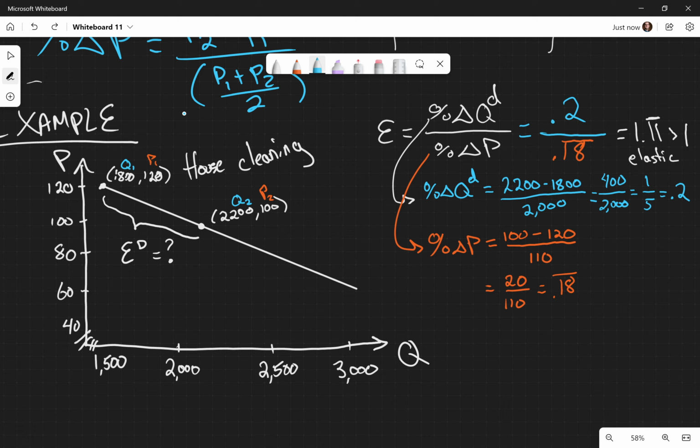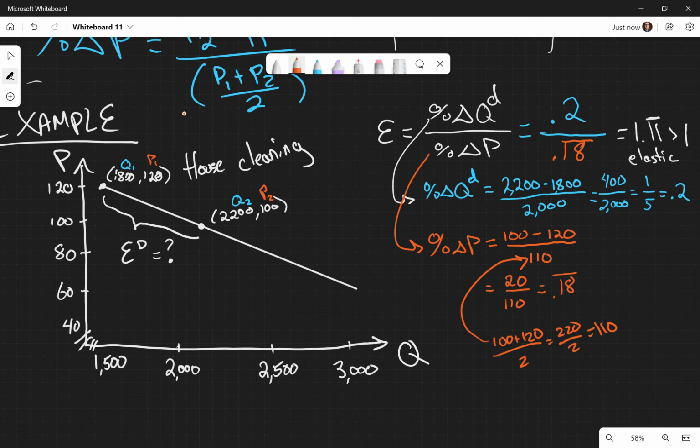So I just knew that the midpoint between 2,000 and 1,800 was 1,900, right? They're both 100 away. So just on the number line, I could clearly see that. Same thing between 100 and 120. I know that the midpoint between those is 110, so I kind of saved myself a step there. But if I needed to get these numbers, I could always just go 100 plus 120 divided by 2, which is 220 divided by 2, which is 110, which is what I ended up getting. And you can do a similar thing to get the denominator for the percentage change in the quantity demanded.